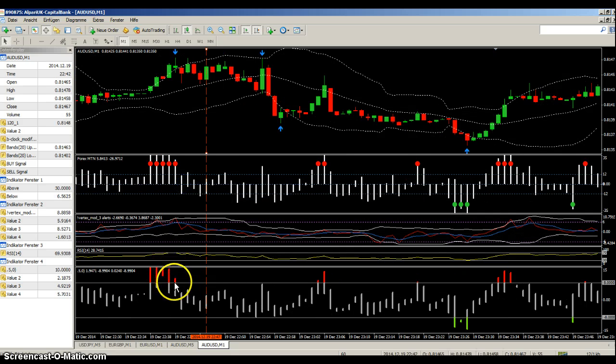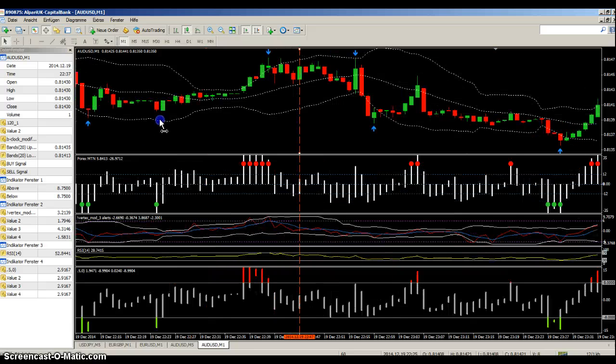You see this here? 1, 2, 3, 4, 5. 1, 2, 3, 4, 5. So these indicators match.